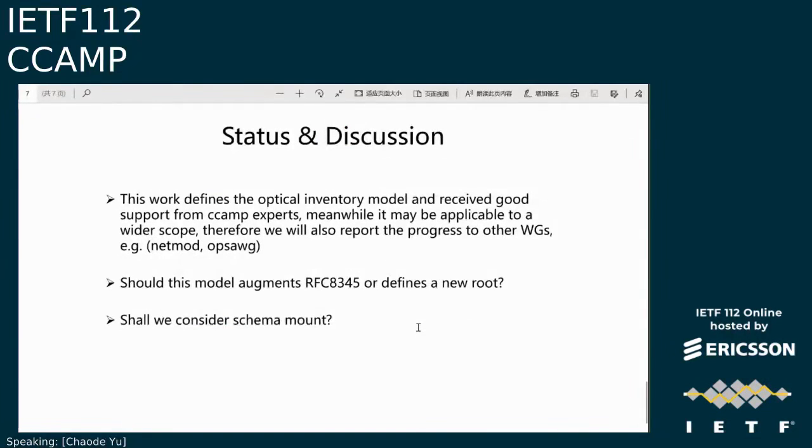In the current work, we focus on the optical inventory model and receive good support from CCAMP experts. Since the model may also be applicable to a wider scope, we will report our progress to other working groups continually, such as NetMod and OPSAWG. We think there is also large room for discussion on whether the inventory model augments RFC 8345 or not, and regarding schema mount, do we need to take it into consideration when it is not widely supported in the YANG ecosystem? Okay, that's all for my presentation. We also created a repository on GitHub, and we are looking forward to your comments and feedback, and we are also open to collaboration. Thank you.